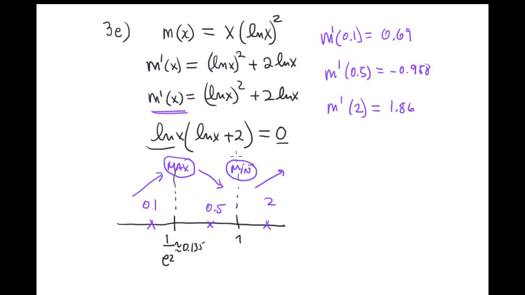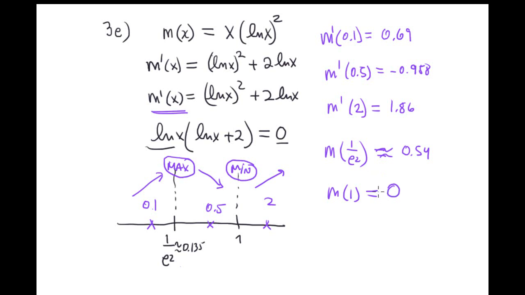Okay, we're going to define the local max and local min. You evaluate the original function at 1 over e squared, which is this number, and the answer is approximately, in decimal, 0.54. And evaluate the function at 1. The answer is, let me see, the logarithm of 1 is 0, so the answer is 0.